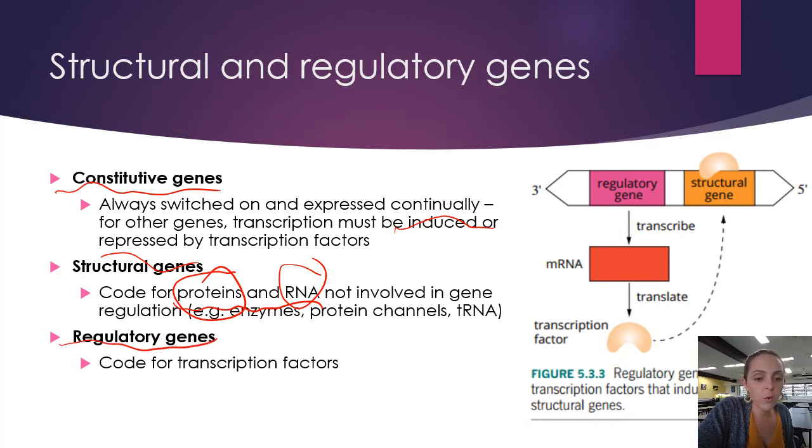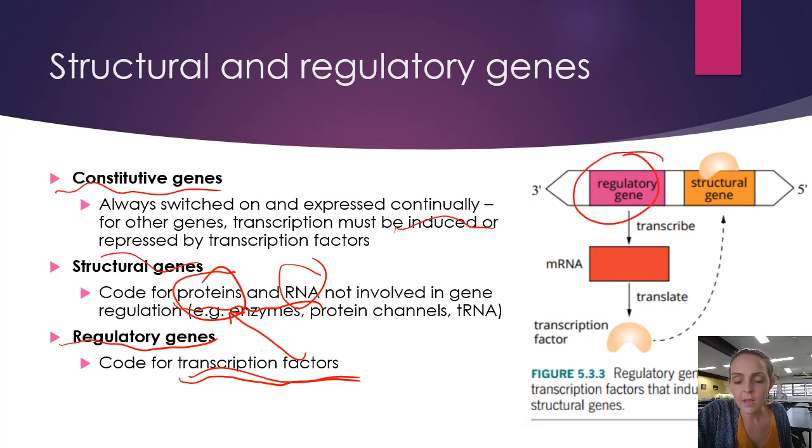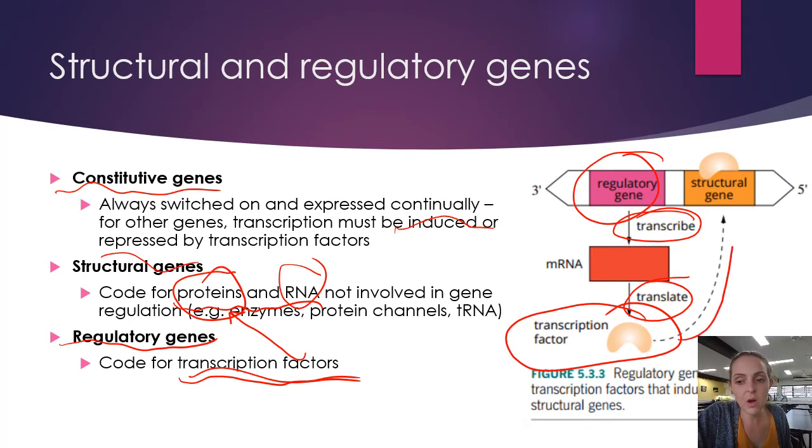But our regulatory genes are genes that are going to be coding for our transcription factors. Now, don't forget, transcription factors are types of proteins, but the genes that are going to code for our transcription factors are called regulatory genes because they play a particular role there. Over to the right here, you can see a little diagram where you've got a regulatory gene here, and it gets transcribed into mRNA and translated into a transcription factor. And then those transcription factors can go off and assist in the production of a structural gene because they're going to be assisting in the switching on or off of those genes.